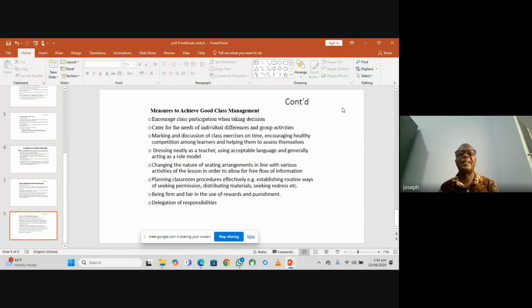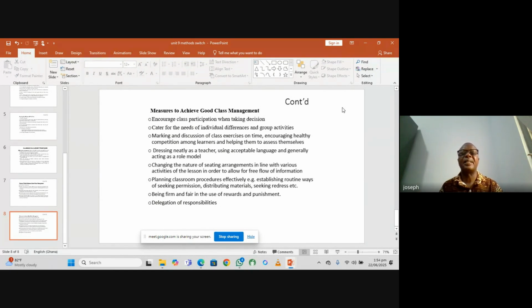Dressing neatly as a teacher, using acceptable language, and generally acting as a role model is part of good classroom management. So your dressing counts a lot. The language that you use on your learners counts a lot, and you serve as a role model. So always make sure that whatever you are doing, the learners are picking from you.